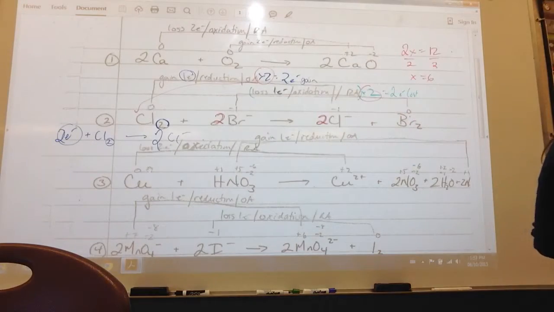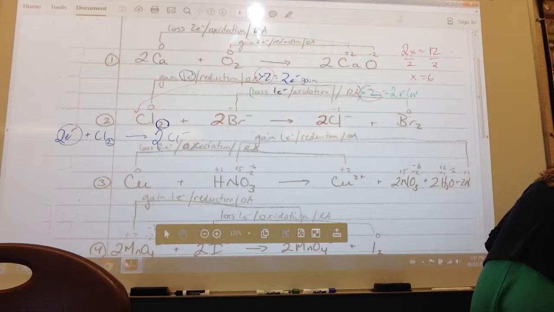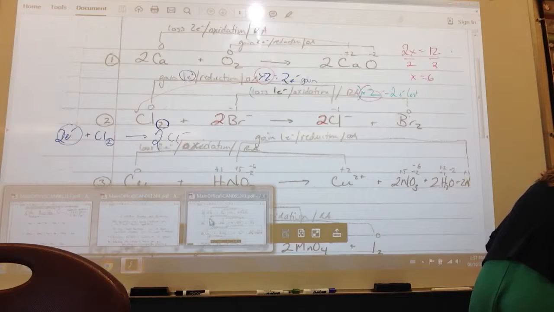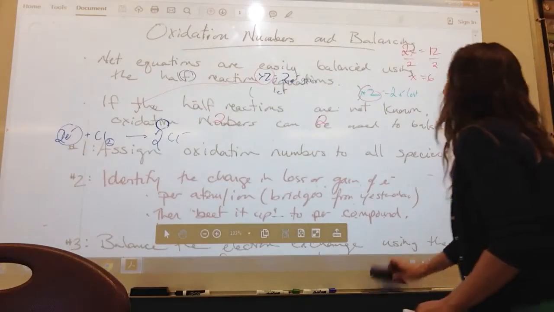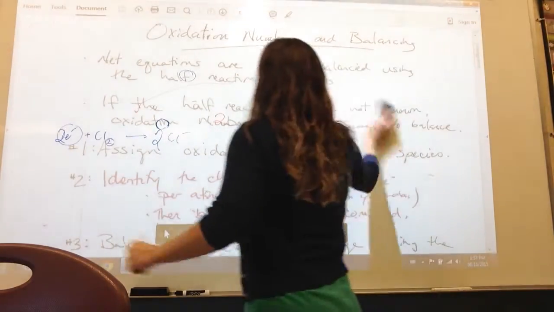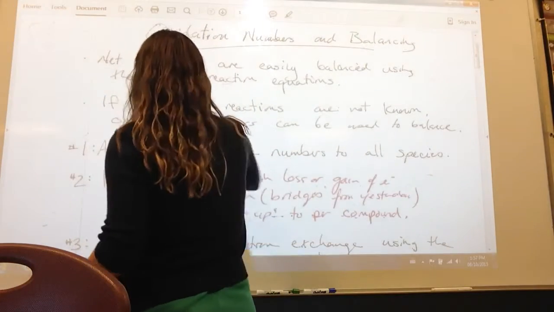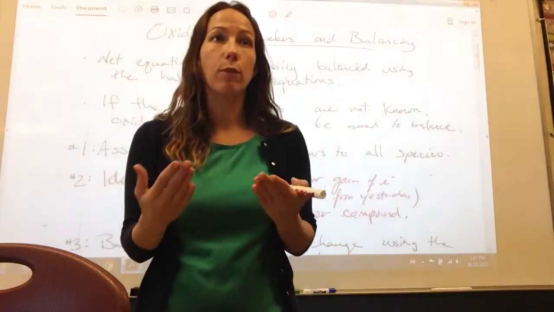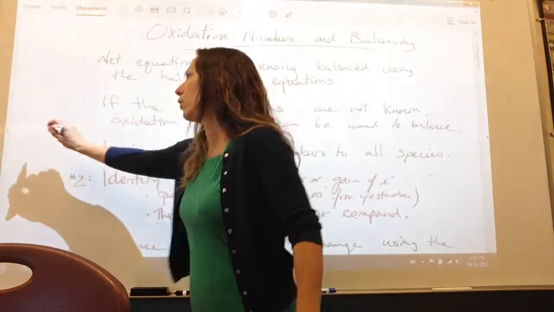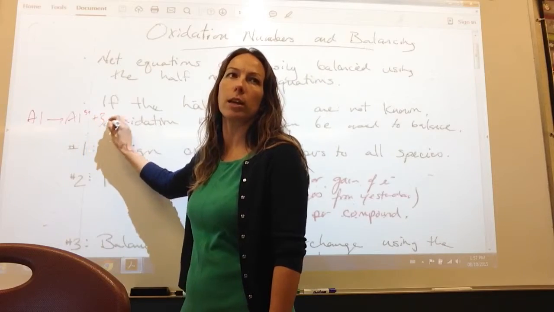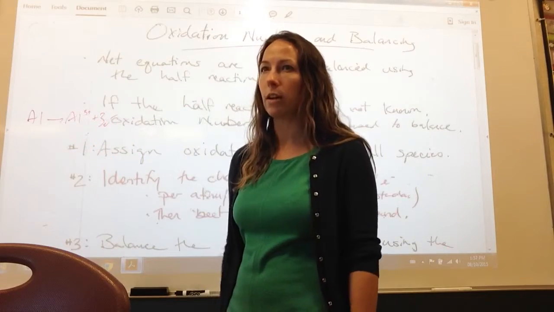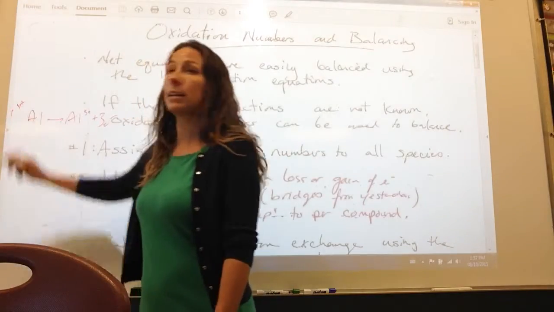Okay, so in your package that I've just handed out to you, using oxidation numbers to balance. Sometimes we write our net reaction by creating the half reactions ourselves, where it's quite obvious that I've gone from, I don't know, aluminum to aluminum 3+, and I must have done that by losing 3 electrons. You don't have to go to the data booklet for that. So that's the first way that we learned how to write a net equation.